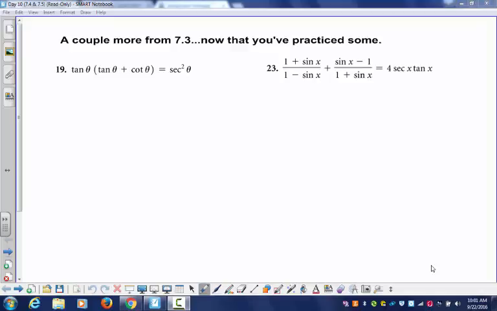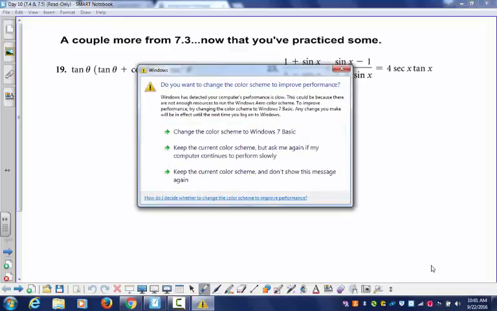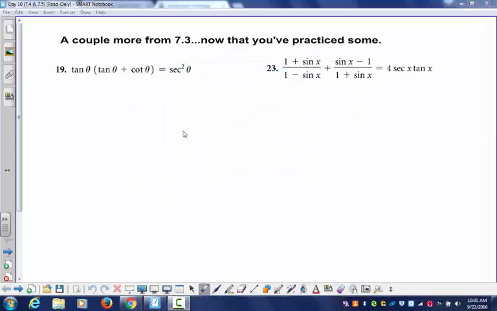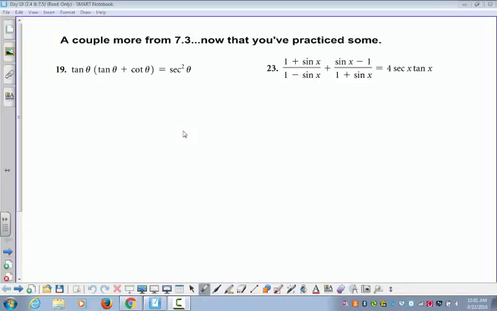The only way you're going to get competent at identities is to do them. There's no other way. And they're not things that you typically can just figure out on the fly. You just have to practice and learn some techniques and try different things. So I definitely encourage you to try to do lots of them.